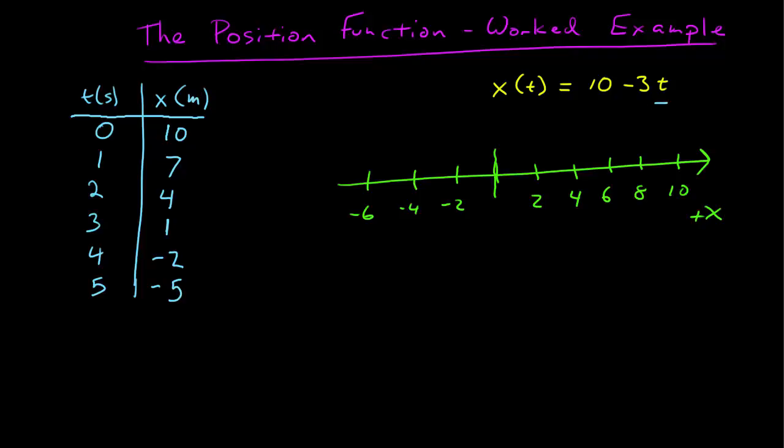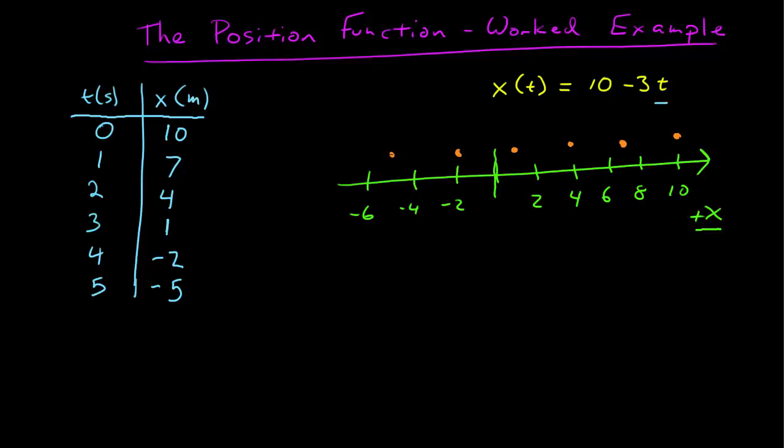Next is a schematic representation where I have a coordinate system with positive x going off to the right and negative x going off to the left. I have tick marks indicating every 2 meters. So it starts at 10 and then it goes down to 7. So I see this particle that's essentially moving at 3 meters every second, then to negative 2, then negative 5.